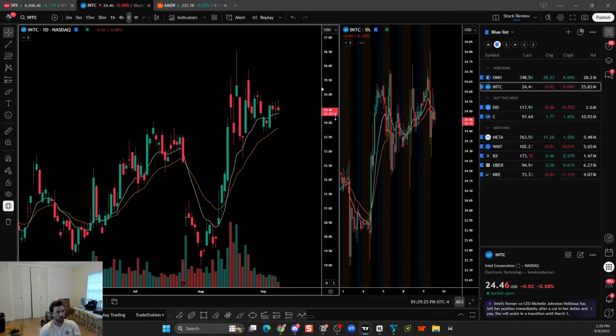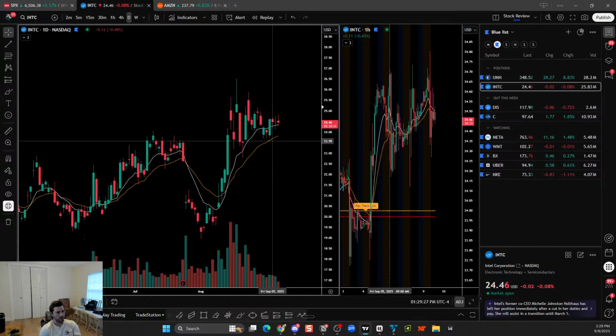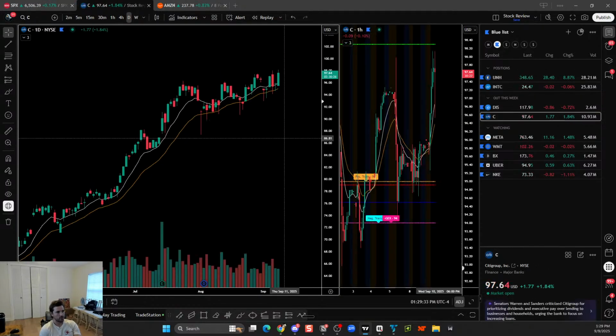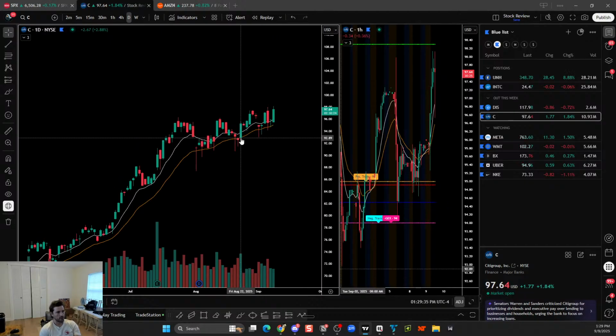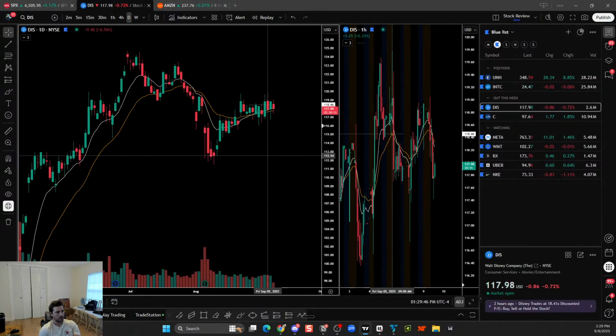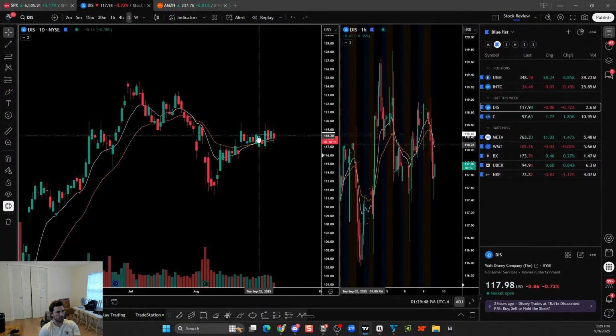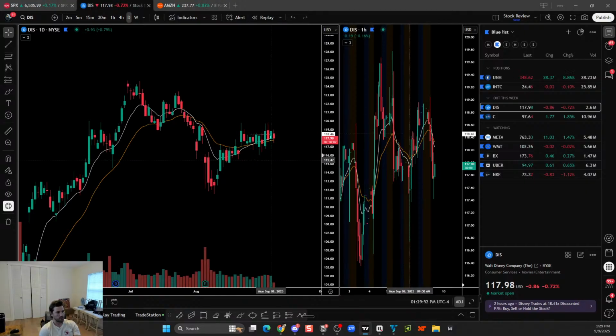Same thing with Intel. I got in last Friday, so a clear example of breaking through. Citibank, this was one I got in on this day, two or three Fridays ago. You should just see the theme there. It's very, very simple. Disney, I think I got in last Friday. It just chopped around, so I took break even yesterday on that trade.